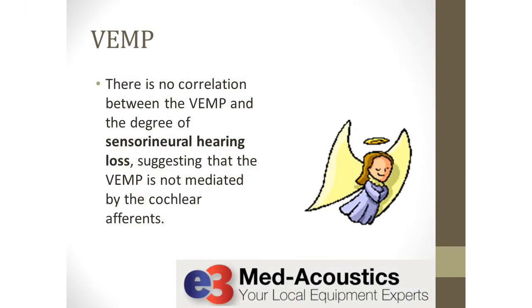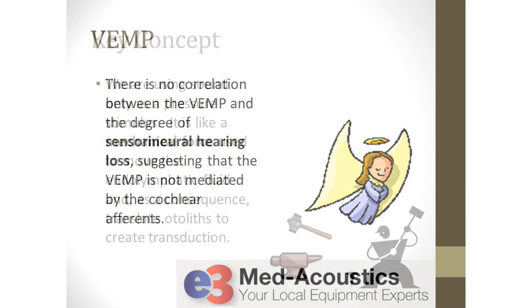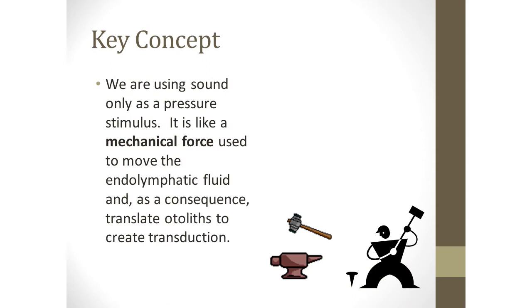So what are some great things about VEMP? Another great thing about a VEMP test, it only takes 15 seconds. That's one good thing. Another good thing is it's not affected by sensorineural hearing loss, because it really has nothing to do with the cochlea. It's not a cochlear response, right? It's not mediated by the cochlear afferents.